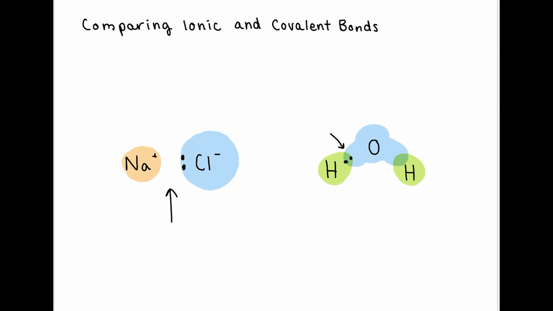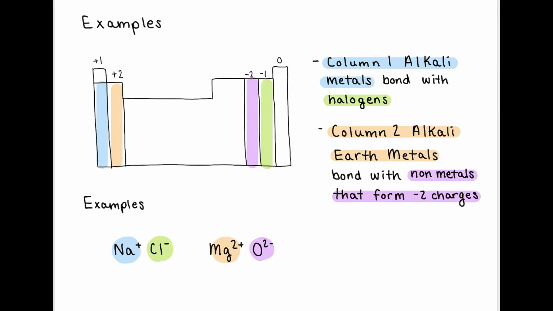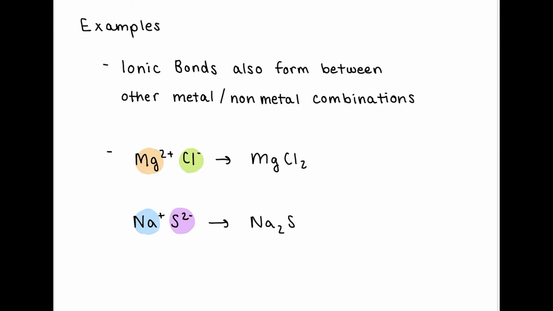Metals that typically form ionic bonds are the alkali metals and the alkaline earth metals. Alkali metals commonly form bonds with halogens because alkali metals have a +1 charge while halogens have a -1 charge. Alkaline earth metals typically form bonds with nonmetals that have a -2 charge. This is because alkaline earth metals form a +2 charge. Alkali metals and alkaline earth metals can also bond with different groups of nonmetals.